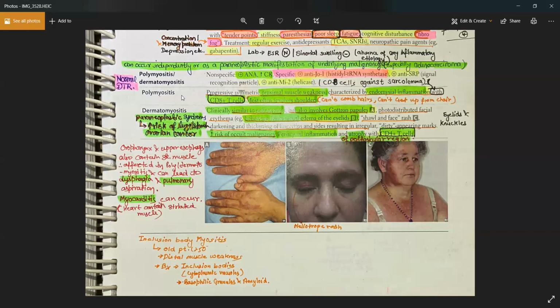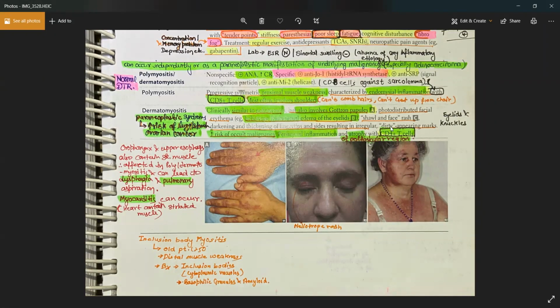You'll be having proximal muscle weakness, proximal muscle pain, right? You'll be having dysphagia, pulmonary aspiration or restrictive type of lung disease, and you will get myocarditis, which can occur because of that. But please note that this condition is associated with CD4 T cells. It is mediated by the CD4 T cells.